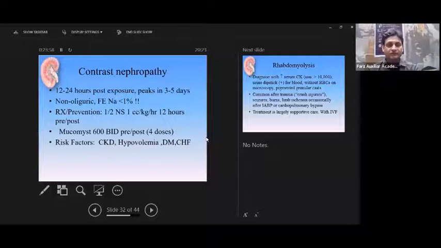You can start normal saline at 60 ml per hour, and we can use acetylcysteine, at least 4 doses pre and post. And we should take special precautions, especially in patients with CKD, hypertension, hypovolemia, diabetes, myeloma, and congestive heart failure. In patients who require contrast studies, especially those with poor heart conditions, we should hydrate them with great caution, especially orally. We should avoid IV hydration because these patients will develop pulmonary edema after the fluid overload.